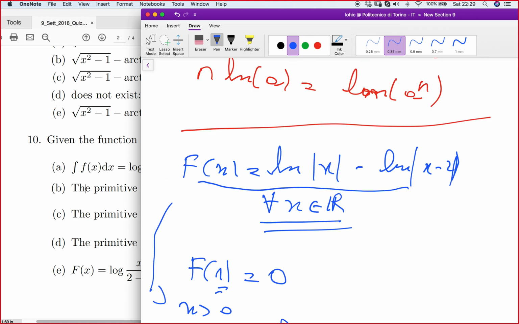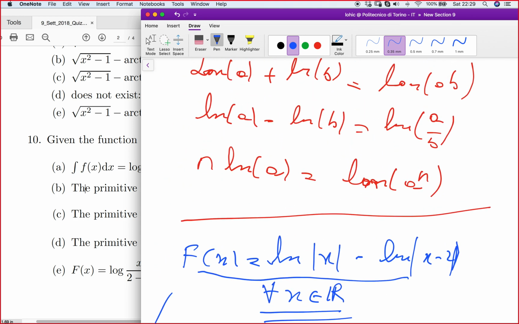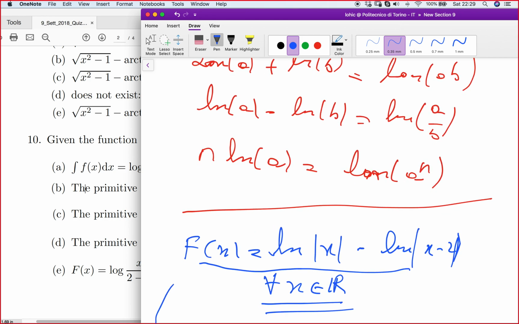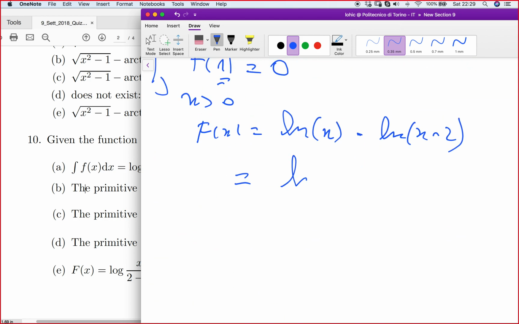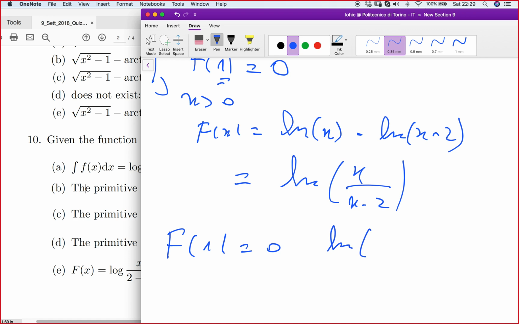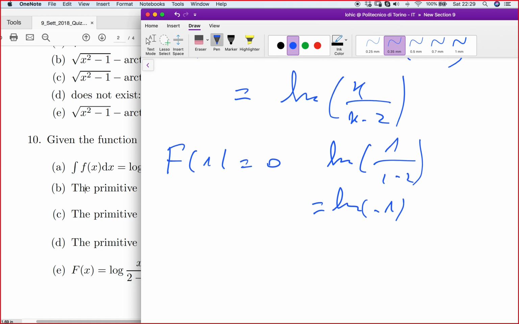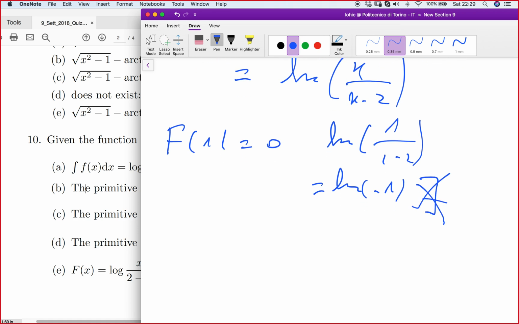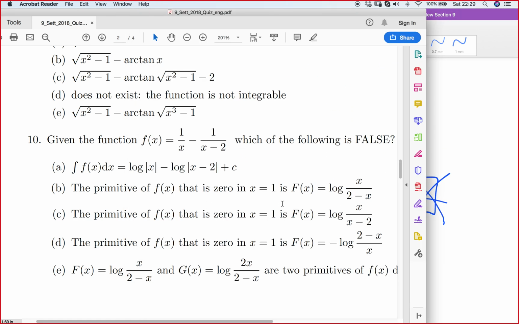Using the fact that the logarithm of a minus the logarithm of b is the logarithm of a over b, this will become the logarithm of x over x minus 2. Now I have to check, is f of 1 equal to 0? If I put 1, I will get the logarithm of 1 over 1 minus 2, right? That gives me the logarithm of minus 1. That does not exist, right? It means that here this is false.